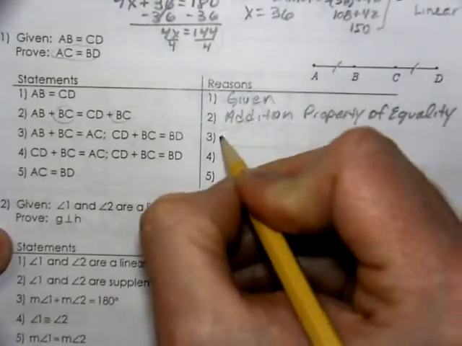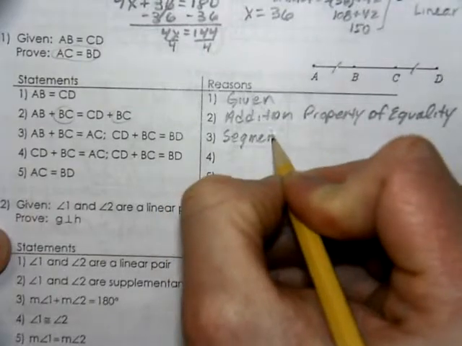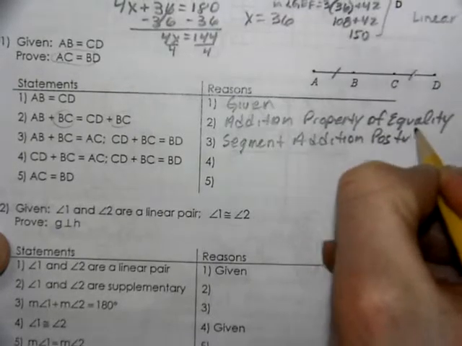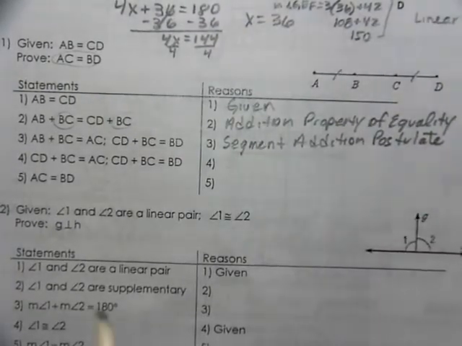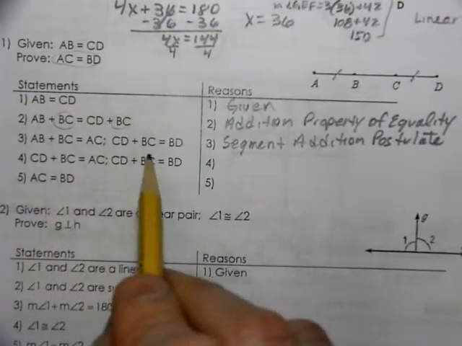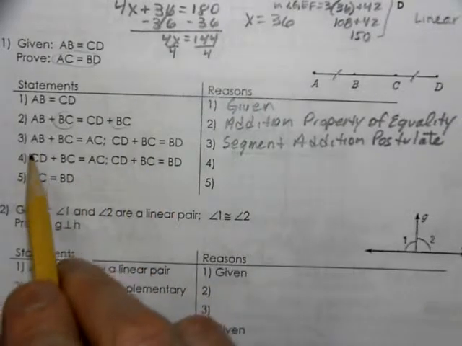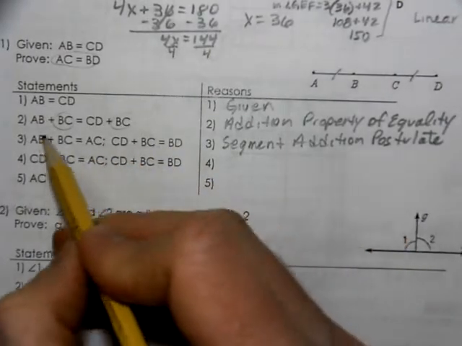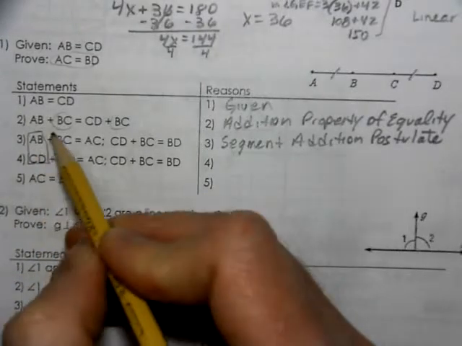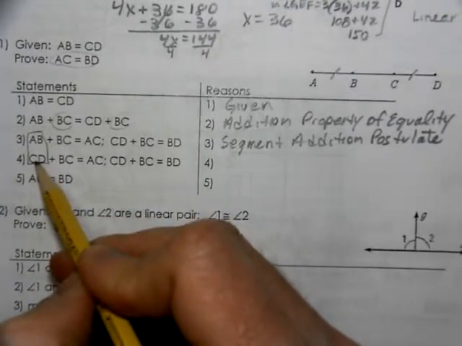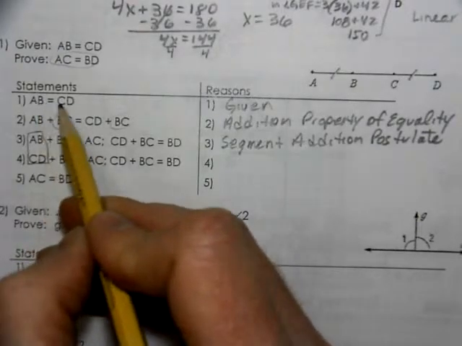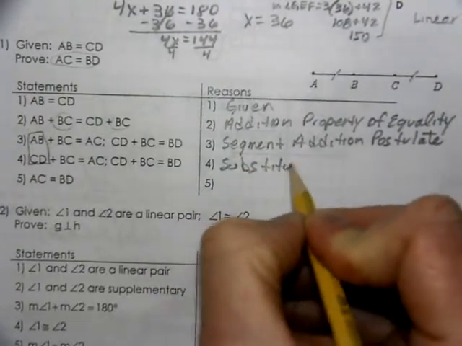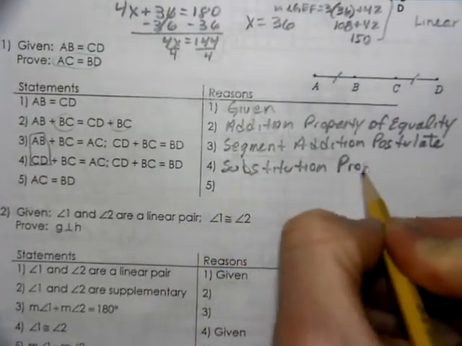That is called segment addition postulate. Here, looking at what's different between 3 and 4, this whole portion is exactly the same. Only thing that's changed are these two. Why did we change the AB and call it a CD? That's because they were equal in the very beginning. So that's called substitution property.